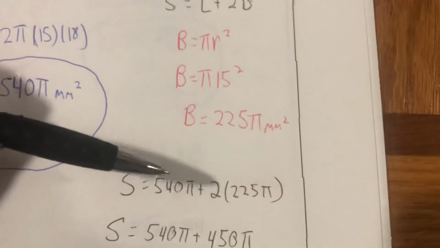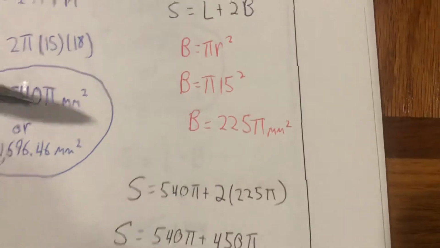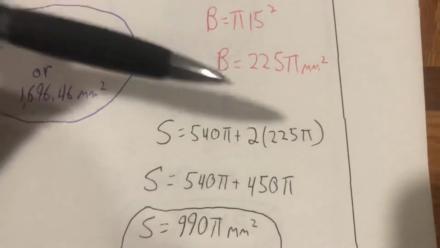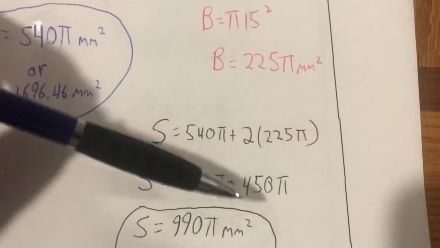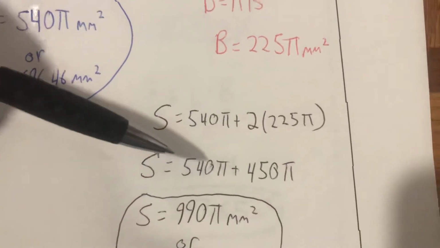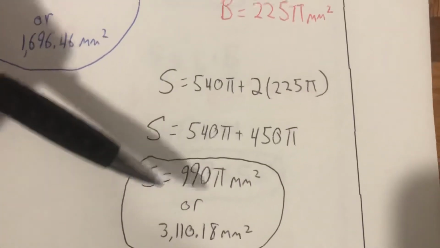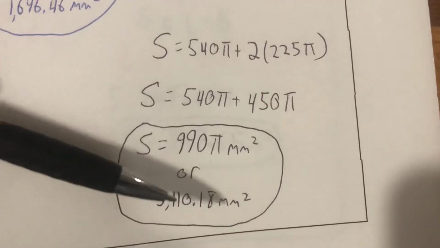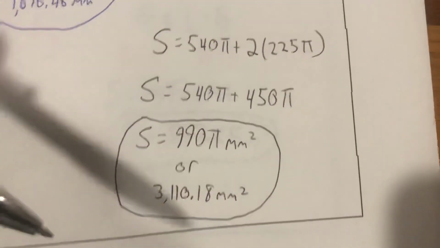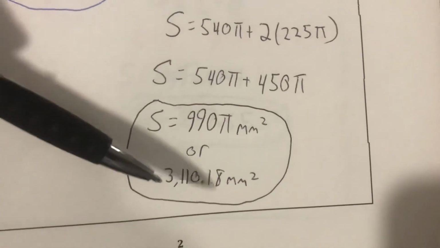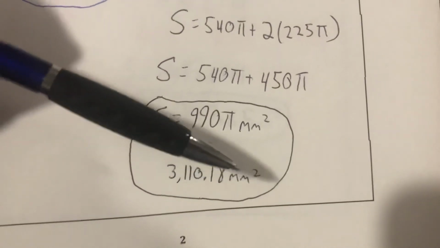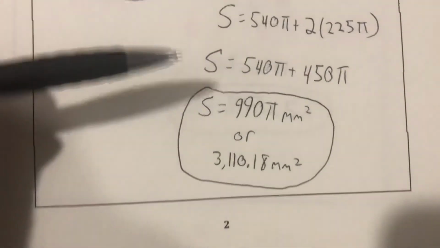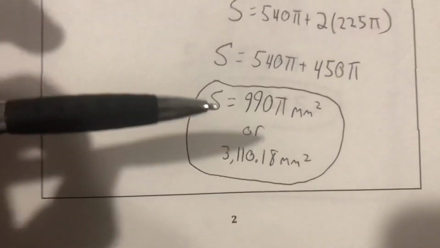So we have our lateral area. The surface area is the lateral area, which was 540 pi, plus 2 times the area of a base, which we just got is 225 pi. So I'm going to multiply that by 2. We get 450 pi there. When we add that to 540 pi, we're going to end up with a surface area of 990 pi millimeters squared. Now remember, we're multiplying by pi to get the total area. If you wanted to give your answer rounded to the nearest hundredth, your answer would be 3,110.18 millimeters squared. So either of those two answers would be fine. I'm a fan of just leaving it in terms of pi. It's nice and neat, less likely to end up with decimals.